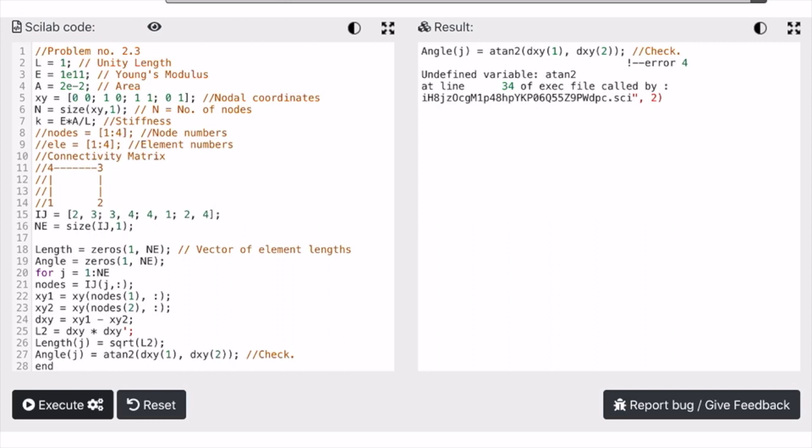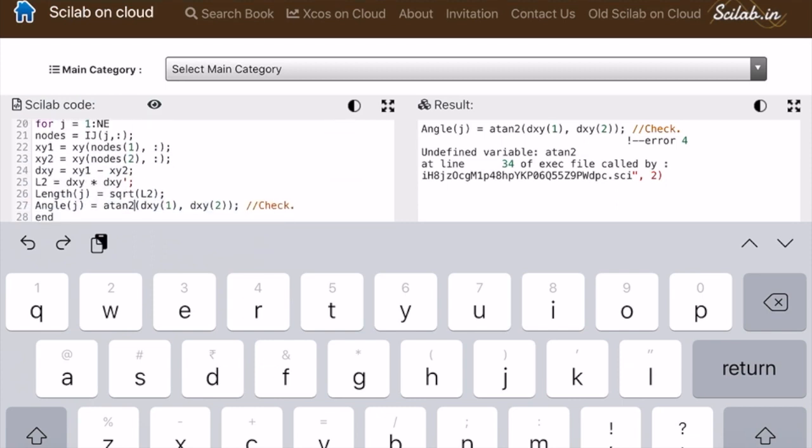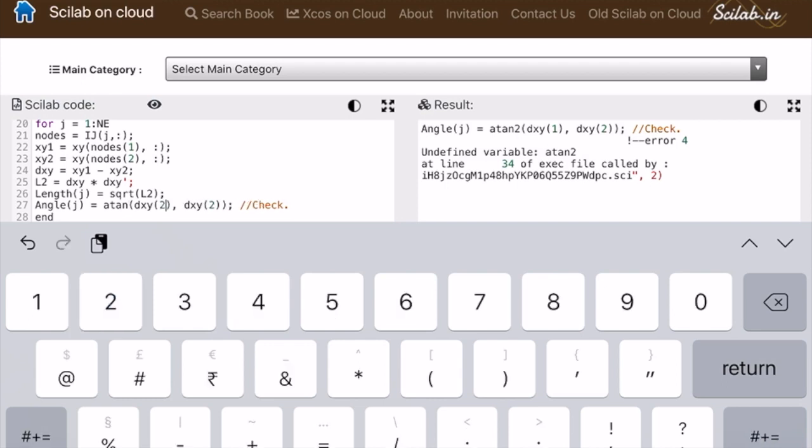Okay, so it says atan2 is not there, so we can actually check whether this kind of function is there or not. Okay, the function is atan only, so we don't have to write atan2. So atan2 is in MATLAB. So here just atan will work, a t a n. So we have that, and y comes first and then x. So accordingly we are writing that. So 2 and 1. So we have checked it, so it should work now.